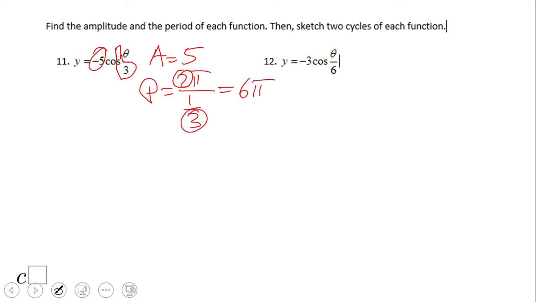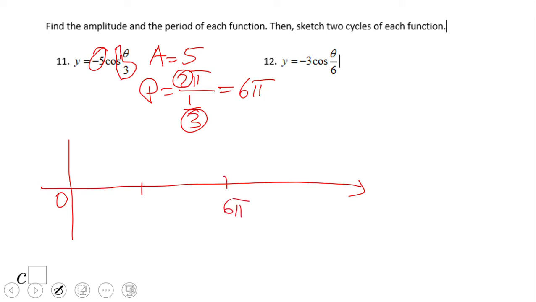So now we can really do the graph. 0, 6 pi, right here in the middle will be 3 pi, the middle here 3 pi over 2, and what do we have here in the middle? 9 pi over 2. Now very important, the amplitude is 5, while we see a -5. That means instead of starting from a max, we start from a mean. It's going to be flipped.